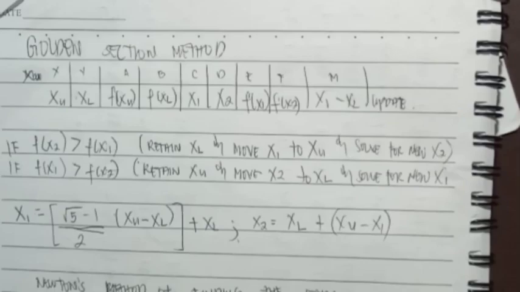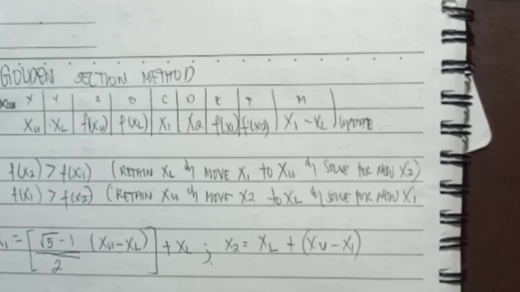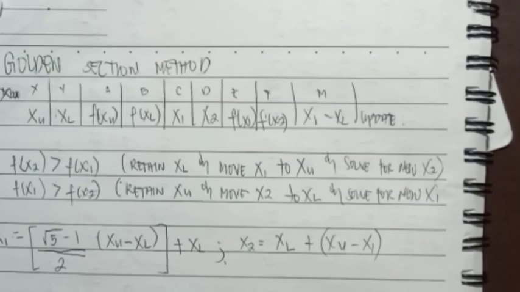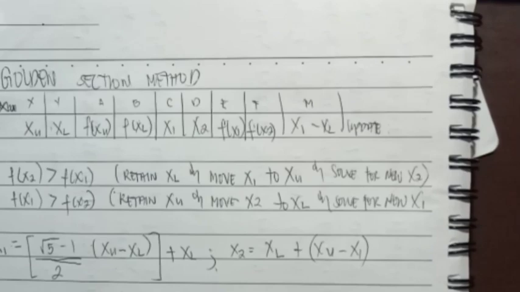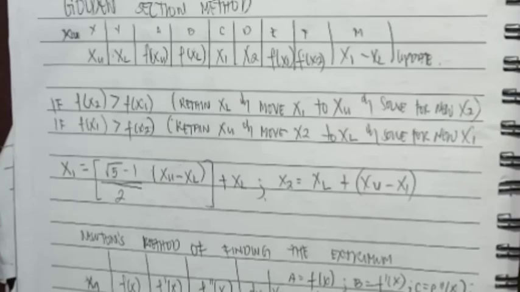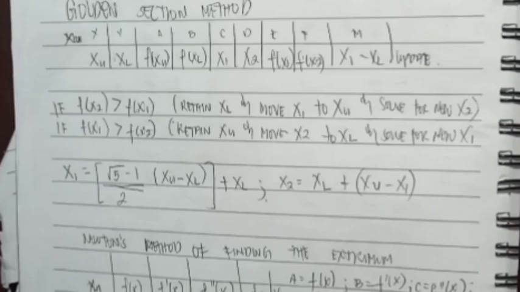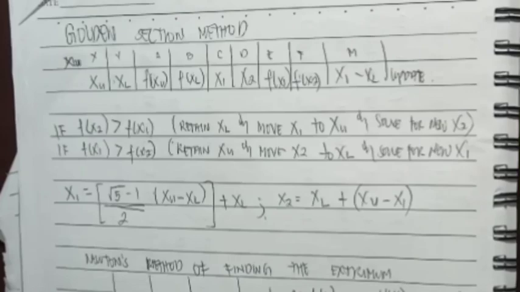In the golden section method, we have cases for update. For case 1, if f of x sub 2 is greater than f of x sub 1, retain x lower and move x sub 1 to x upper and solve for the new x sub 2. For case 2, if f of x sub 1 is greater than f of x sub 2, retain x upper and move x sub 2 to x lower and solve for the new x sub 1.